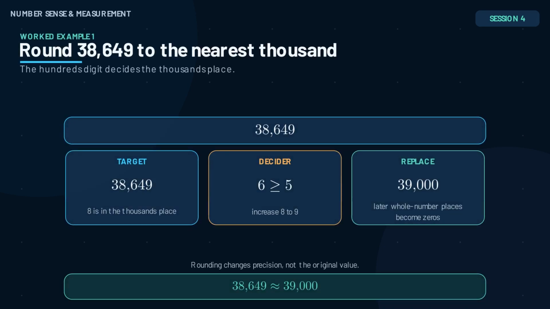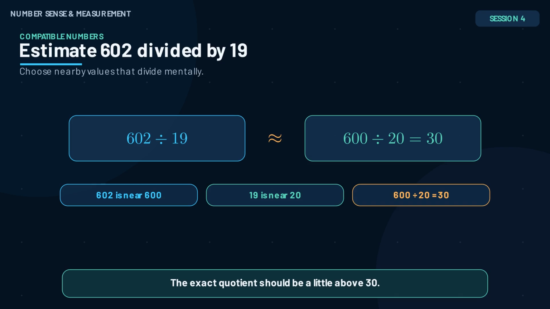Round 38,649 to the nearest thousand. The target digit is 8 in the thousands place. The digit immediately to its right is 6, so increase 8 to 9. Replace the later whole number places with zeros. The result is 39,000.